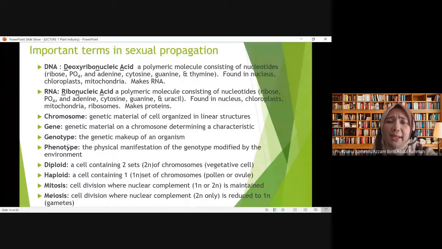And then genotype, the genetic makeup of an organism. Genotype ni maksudnya gene lah ya, kandungan apa yang menentukan sesuatu sifat tu kita panggil gene ya, genetic. And then phenotype tu physical manifestation, maksudnya ciri-ciri physical sesuatu living organism tu, the physical manifestation of the genotype. Ciri fizikal tu pula ditentukan oleh genotype dia tu.